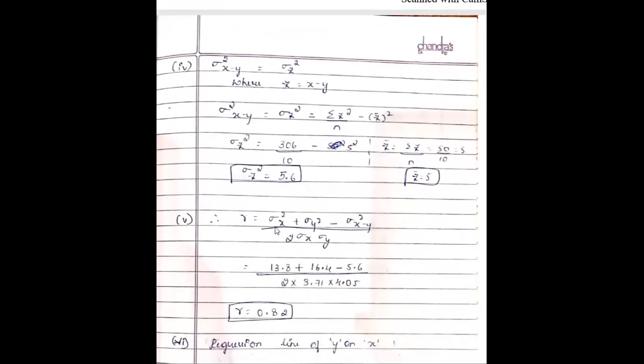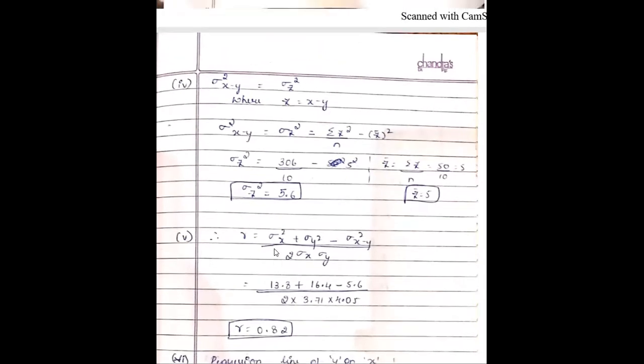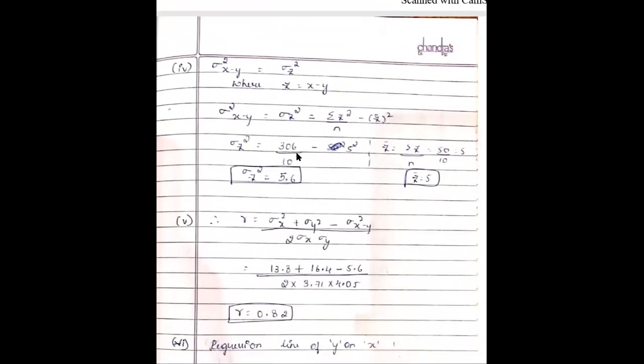R is equal to sigma x square. Sigma x square we have found earlier. Sigma x square was 13.8 and sigma y square was 16.4. So I'm replacing it here. Sigma x square is 13.8, sigma y square is 16.4, and sigma x minus y square is the same as sigma z square, which is 5.6. I'm replacing the whole, divided by 2 into sigma x sigma y. Sigma x also we have found, 3.71, sigma y is 4.05. So the R value turns out to be 0.82. You can use your calci and find out this value, that will be 0.82.